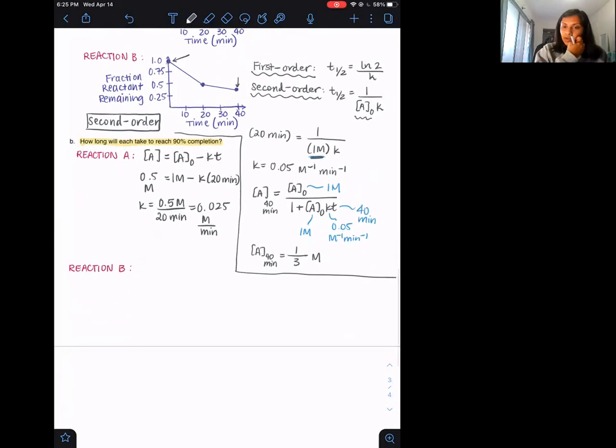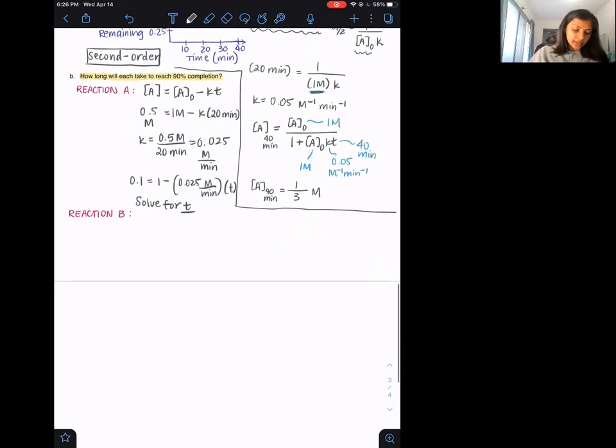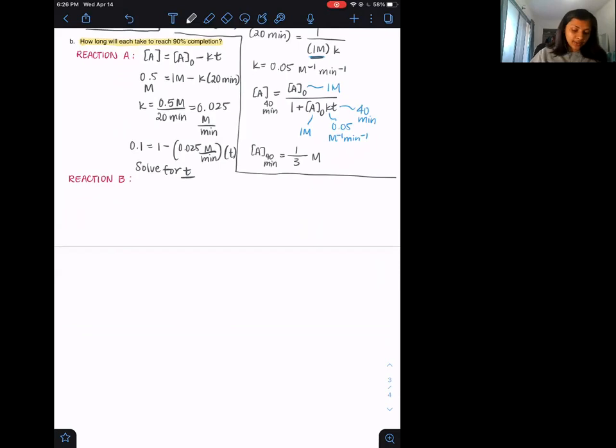So now we need to use this rate constant in the same equation to determine the time it takes for 10% of the reactant to remain. So we can say that 0.1, so 10% of the initial reactant, is equal to 1 minus K, so 0.025 molar per minute times T. And then we just solve for T. That will tell us how long it takes reaction A to reach 90% completion.